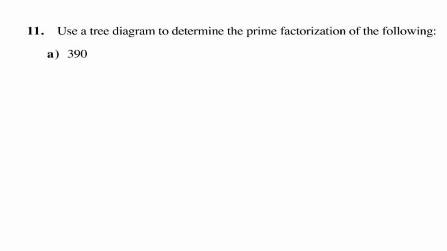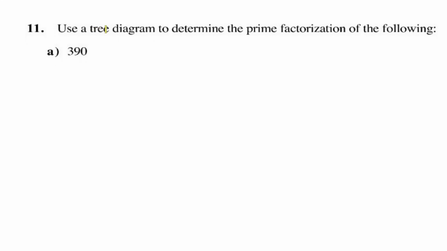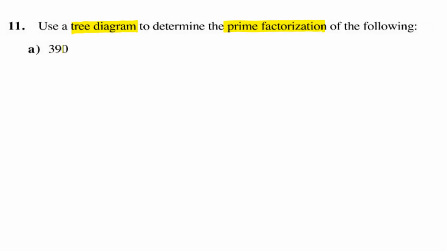Okay, let's keep on going here. For question number 11, it's the same kind of concept, but now they want us to use a tree diagram to determine the prime factorization of the following numbers. So I have 390. If you're using a tree diagram, the setup is a little bit different, but it's still the same concept. Think of two numbers that multiply into 390. I'll start out with the number 2 again. So 390 divided by 2 is going to be 195.